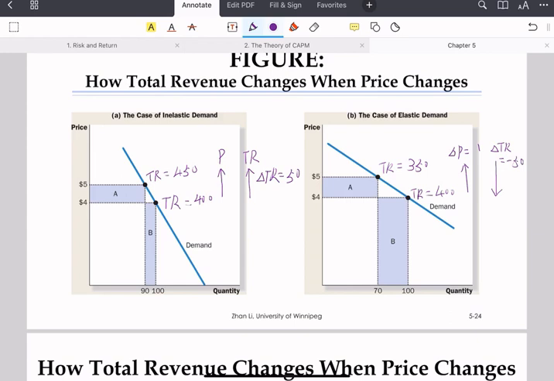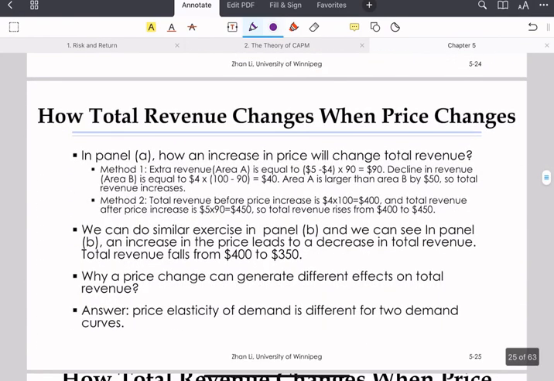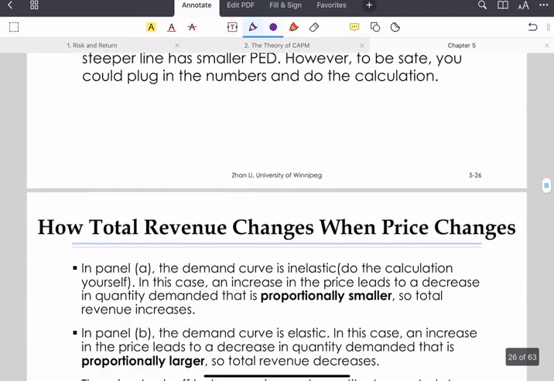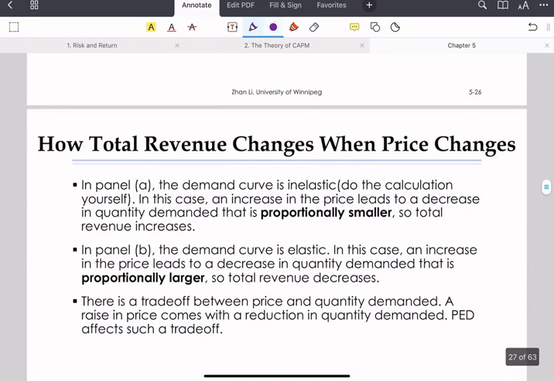So this is an interesting result, right? We're doing the same changes in the price. However, you can see that as we increase price, the total revenue could actually increase or decrease, right? So this is a very interesting observation. Now, let's see why do we have this result, right?